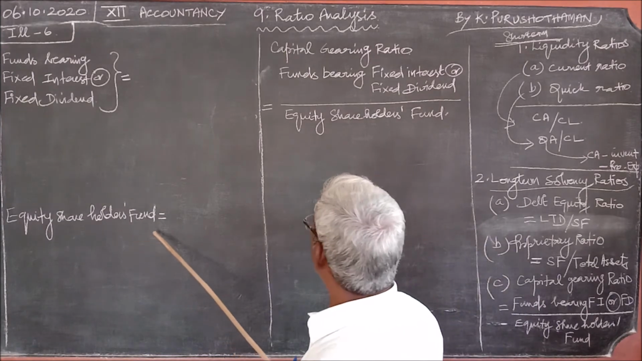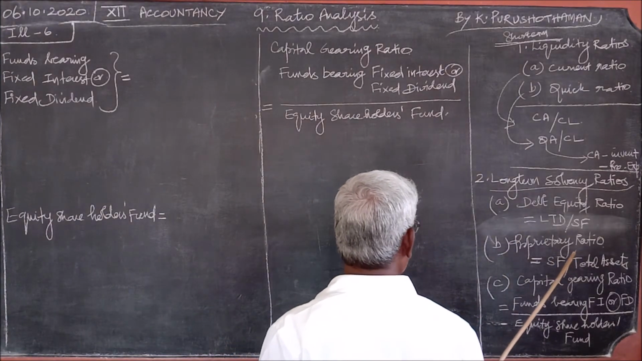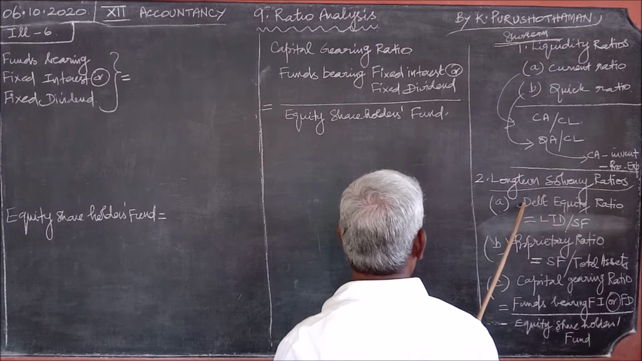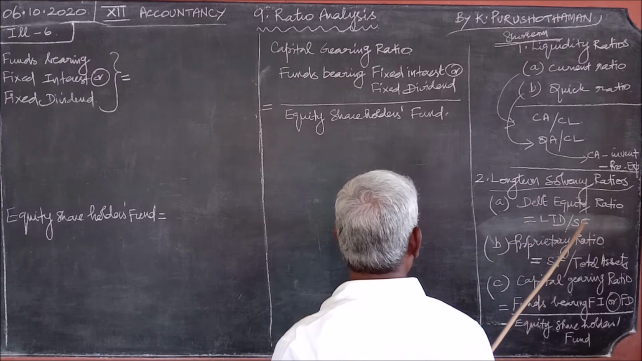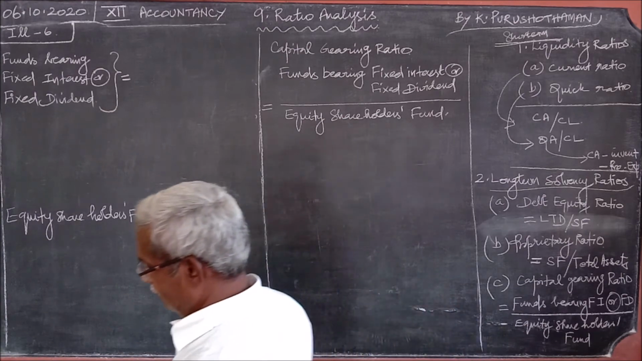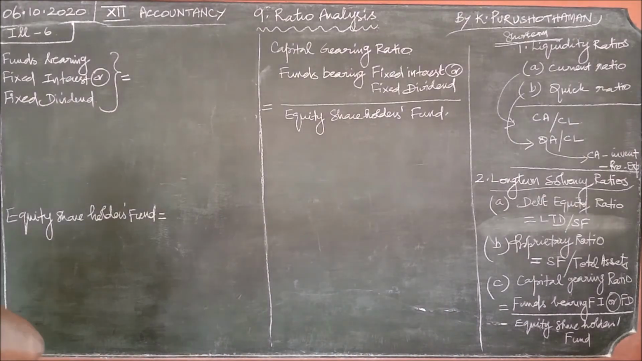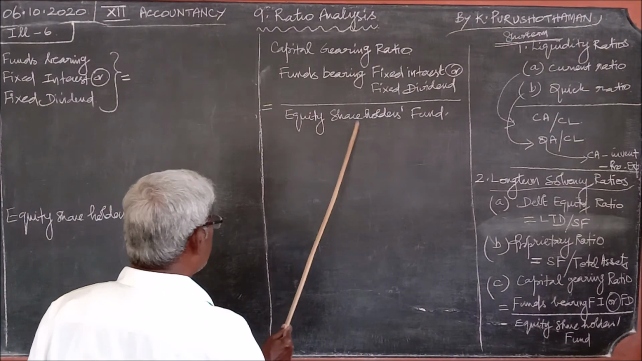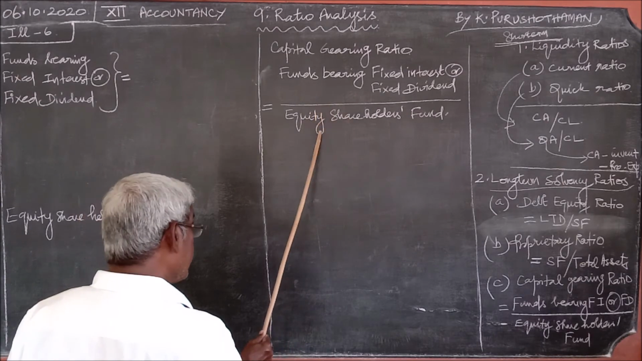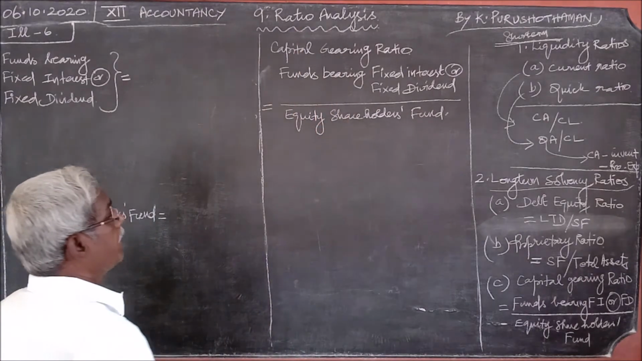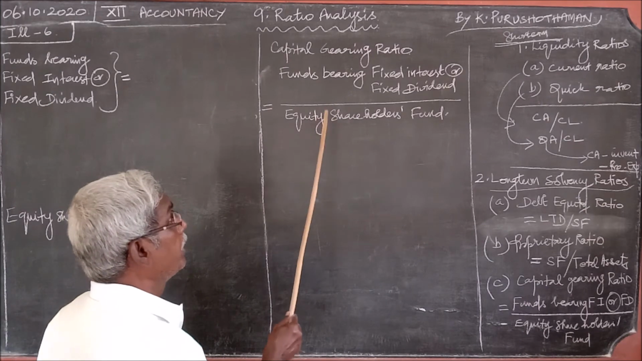And I should explain this. Other than this, in the debt equity ratio and proprietary ratio, it is shareholders fund. Generally it is given. So in shareholders fund, what shares will appear? Preference shares will appear, equity shares will appear, in addition to the reserves and surplus. So shareholders fund is a general term, but in this formula it is equity shareholders fund. So in this case you should take only equity shares, not the preference shares.